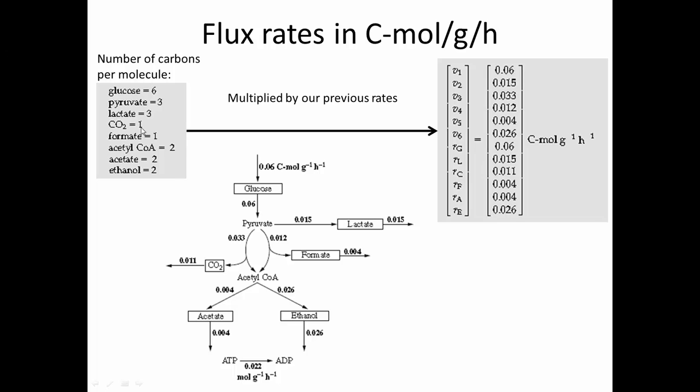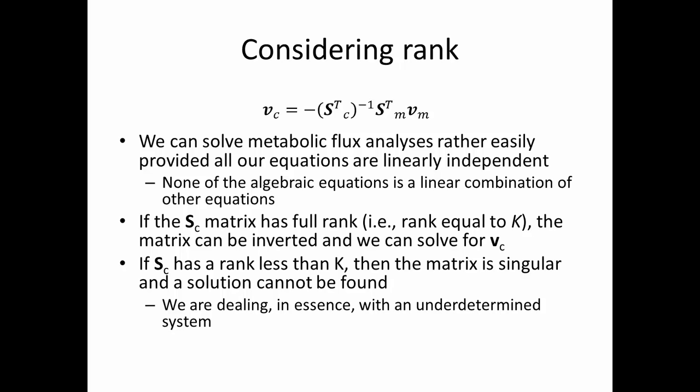CO2, we just multiply by 1, etc., etc., etc. And we can turn those into C-moles per gram per hour. So we can solve our metabolic flux analyses rather easily, provided that all of our equations are linearly independent. We talked about the rank of a matrix earlier. So none of the algebraic equations is a linear combination of other equations, which we found out here. Mainly we found out because it worked.